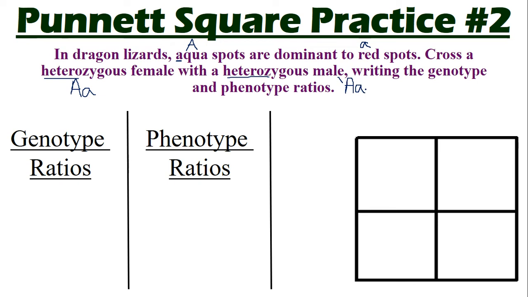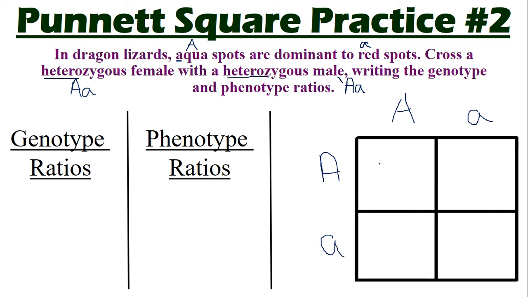Now that we have identified the two parent genotypes, we're going to write them on top of our Punnett square and down our Punnett square. At the top goes the female. The female is capital A, lowercase a. Down the side, the male is capital A, lowercase a. Then we fill in our Punnett squares.